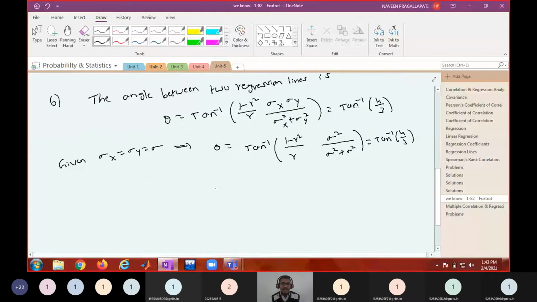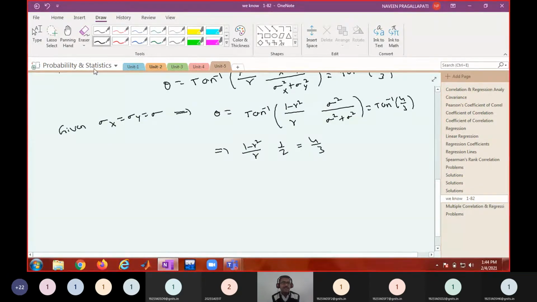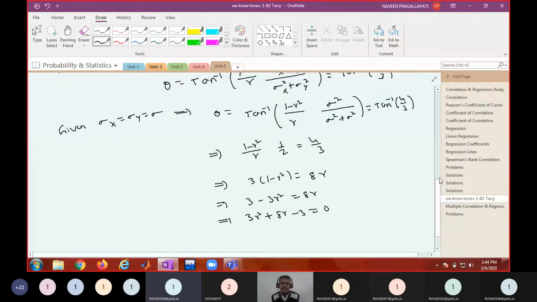So this implies that (1 minus r square) by r into 1 by 2 equals 4 by 3. To solve this equation for r, you will get a quadratic equation. Solve this for r. So what is this? 3 into (1 minus r square) equals 8r. So 3 minus 3r square equals 8r, or 3r square plus 8r minus 3 equals 0. Solve this for r.